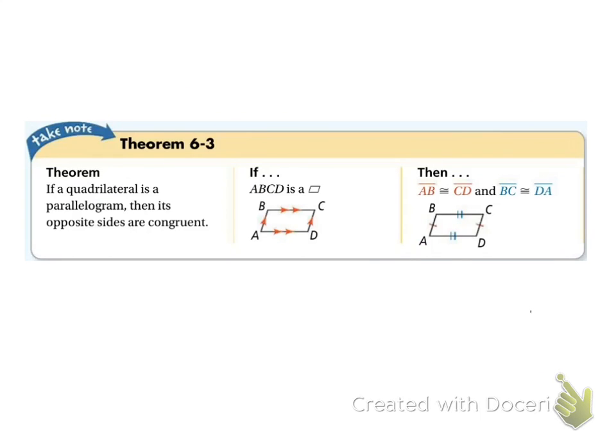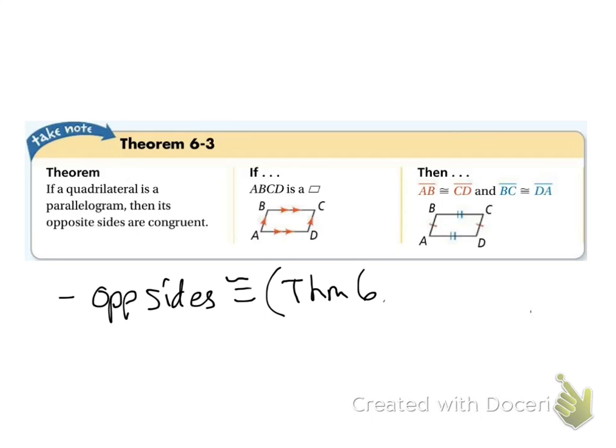Alrighty. So, Theorem 6.3 says that if it's a parallelogram, then opposite sides are congruent. So I would add to your bullet point list, opposite sides are congruent. And that's Theorem 6.3. Maybe we should make them dots.